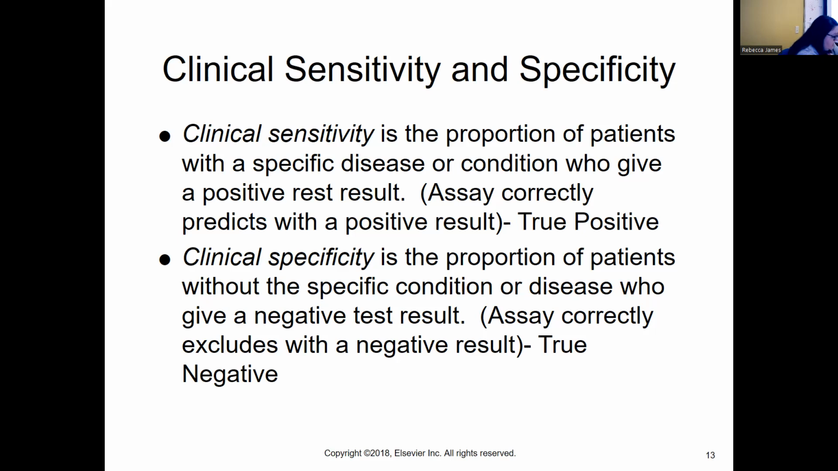Specificity is defined as the proportion of subjects without the disease or condition that has a negative test result. So those are your true negatives. So when I say this test is specific, that means that when I check a negative person for this test, it should come out negative and not positive.